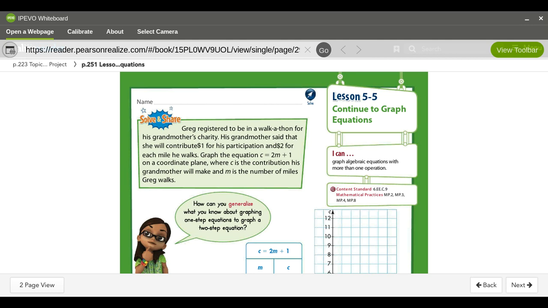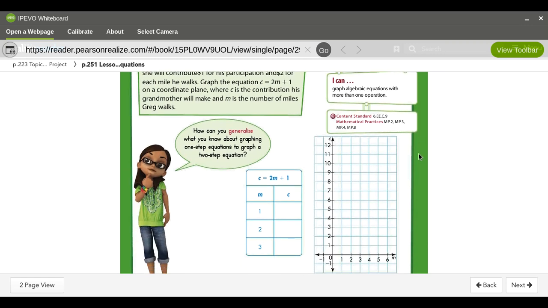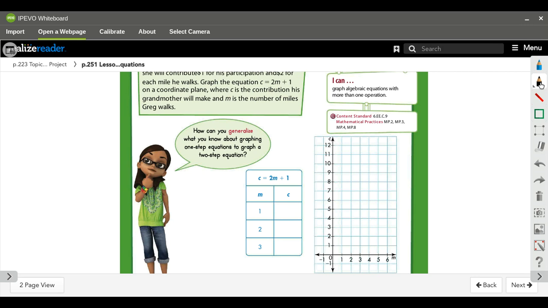So if we take a look at this solve and share, it says Greg registered to be in a walkathon for his grandmother's charity. His grandmother said that she will contribute $1 for his participation and $2 for each mile that he walks. Graph the equation C equals 2m plus 1 on a coordinate plane, where C is the contribution his grandmother will make, and m is the number of miles that Greg walks. What's nice here is they gave us the equation that we're going to use. We don't have to try and build it ourselves. They gave it to us: C equals 2m plus 1. M is the miles that Greg walks, and C is how much grandmother is going to give.